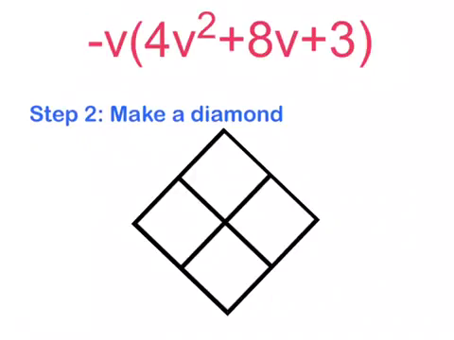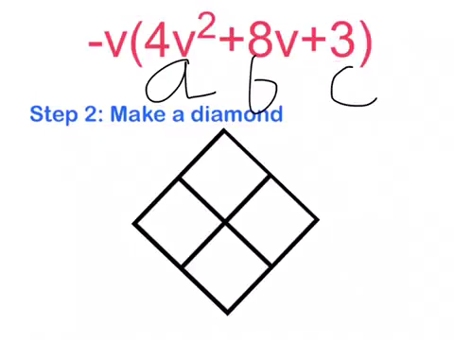The next step of factoring polynomials when a does not equal 1 is to make a diamond, like the one right here. Now, in order to know what to put in this diamond, you first have to understand what a, b, and c mean in this equation. So a is the first number, b is the second, and c is the third one.